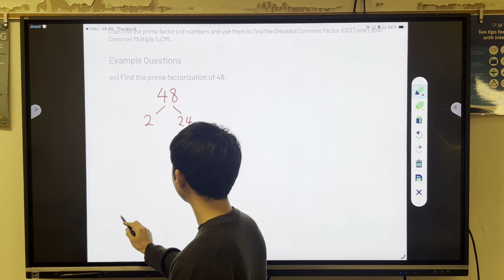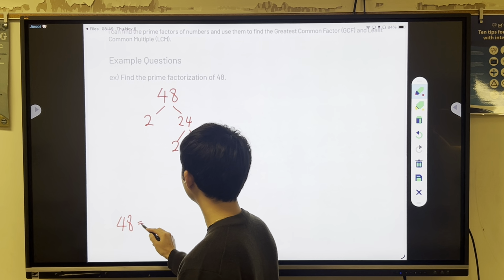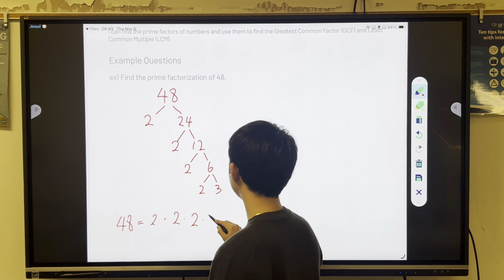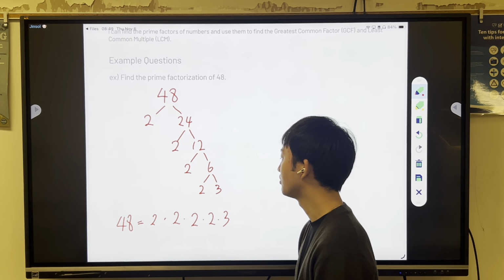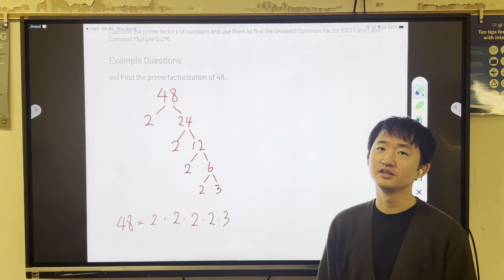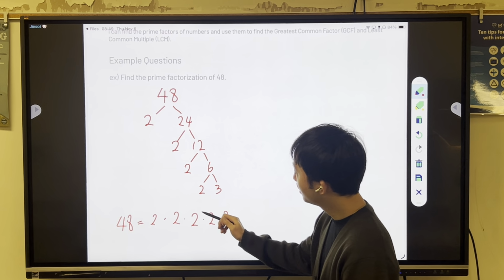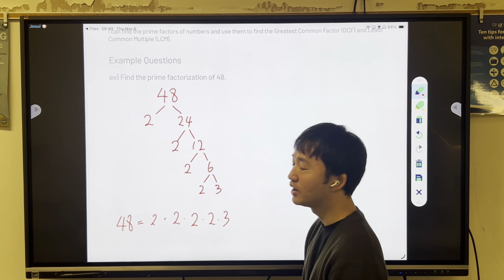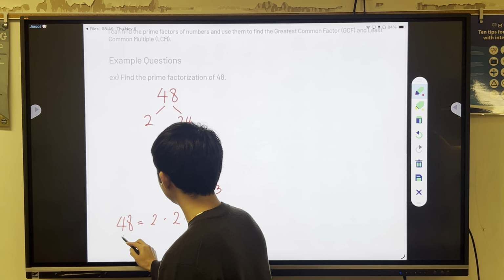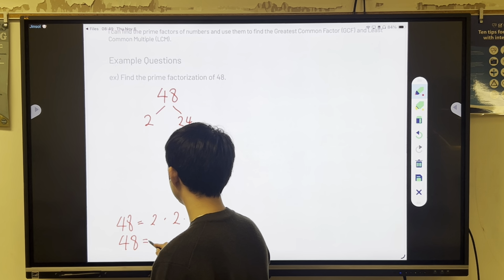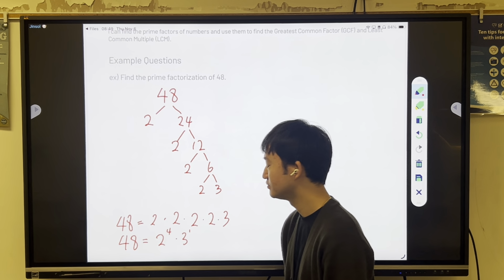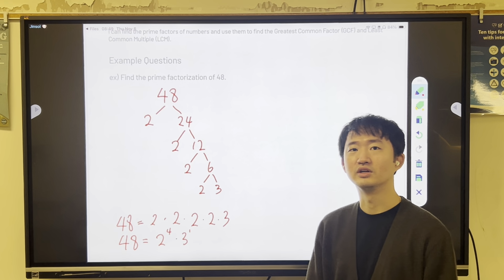Let's write down our finding. 48 is equal to 2 times 2 times 2 times 2 times 3. You can leave your answer like this, or you can shorten it by counting the number of times that 2 has appeared. 2 has appeared 4 times, which means we can write it as 48 is equal to 2 to the power of 4 times 3 to the power of 1. The 1, you can omit if you want.